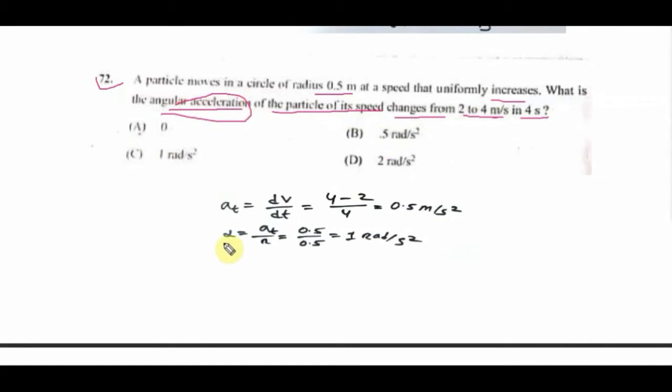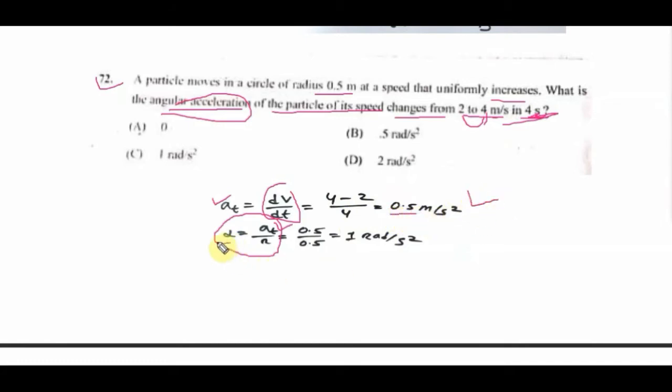So angular acceleration is given by alpha equal to the translational acceleration divided by the radius. Translational acceleration is given by dv by dt. So here the velocity changes from 2 meter per second to 4 meter per second. So the difference is 4 minus 2 in 4 seconds. So time is 4 seconds. So 4 minus 2 by 4, that equal to 0.5 meter per second square.